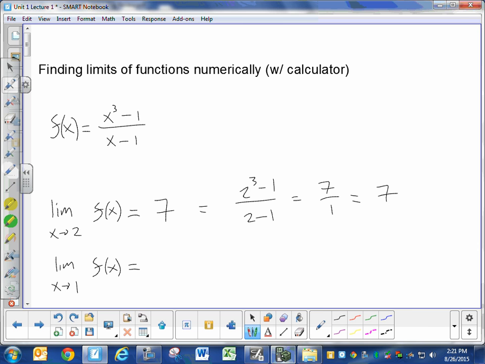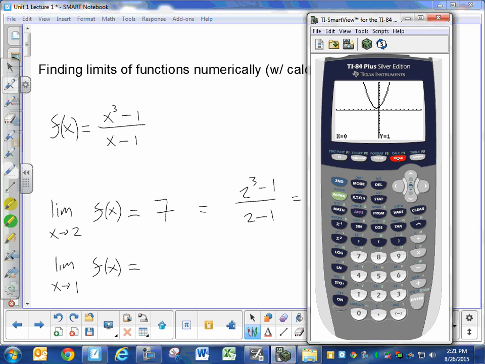If I wanted to confirm that, I could have pressed the trace button and gone to an x value of 2. After you press trace, you can plug in whatever x value you want. You see we have the point, input of 2, output of 7. We are approaching that point from both sides.